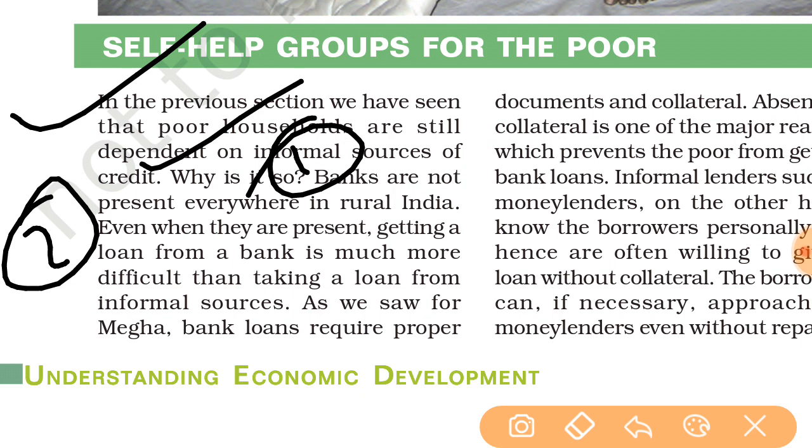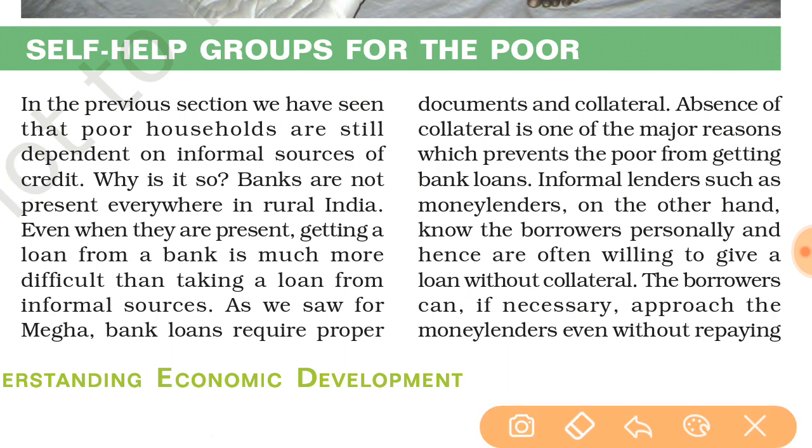So now the question is, what are self-help groups? To understand this, see again, as we showed with Megha, bank loans require proper documents. In terms of credit, we got this name Megha when she took a house loan. At that time, what did she give? The collateral to the bank. So banks lending loans require proper documents, collateral. Absence of collateral is one of the major reasons which prevents the poor from getting bank loans.